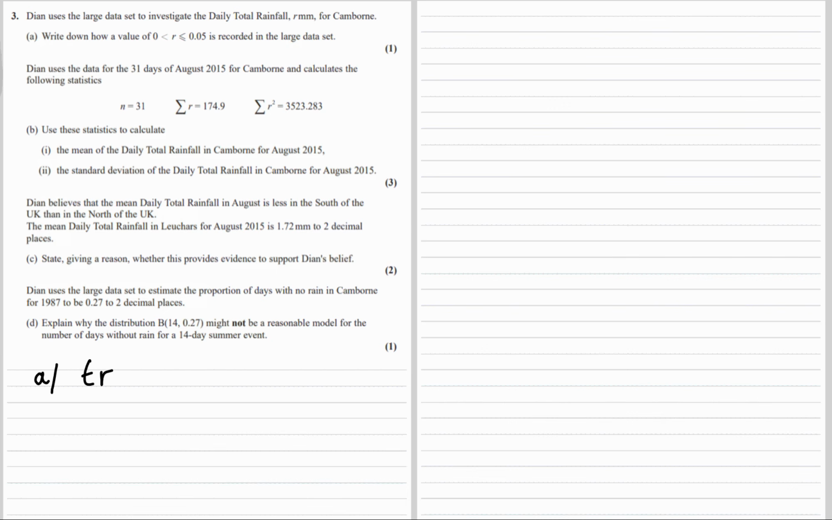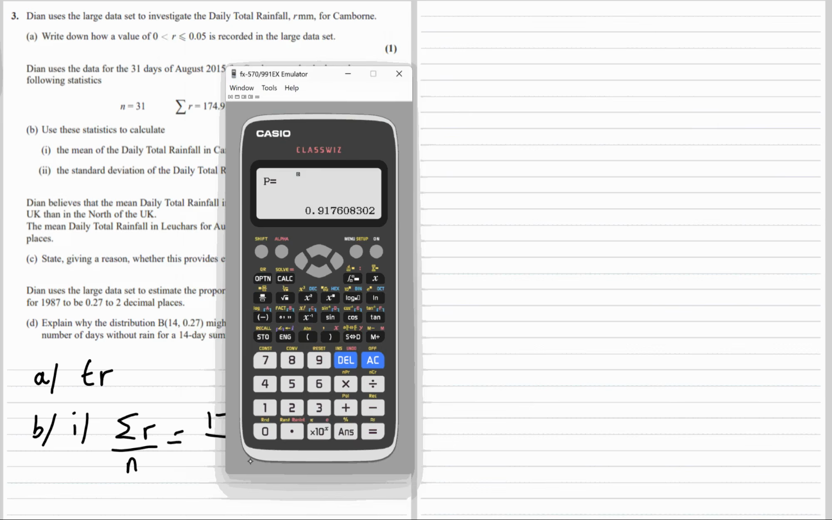Deanne uses the data for the 31 days of August 2015 for Camborne and calculates the statistics. So we've got n, the sum of R and the sum of R squared. We need to calculate the mean and the standard deviation. So the mean is the sum divided by how many? So in this case, 174.9 over 31.